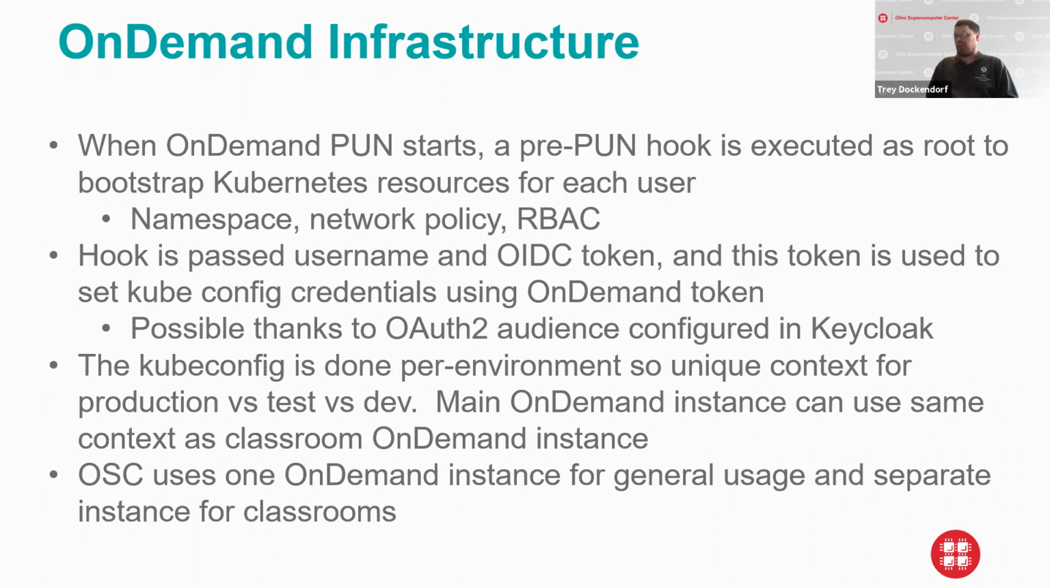The main on-demand instance and our classroom on-demand instance use the same context. So it's kind of like they use the same Slurm cluster, so they use the same Kubernetes cluster. OSC uses one instance of on-demand for general usage, which is available to all our users. And we have a separate instance that's just for classrooms. It's available to all our users, but it has a much more minimal environment, and we have much tighter control over how the apps are used.